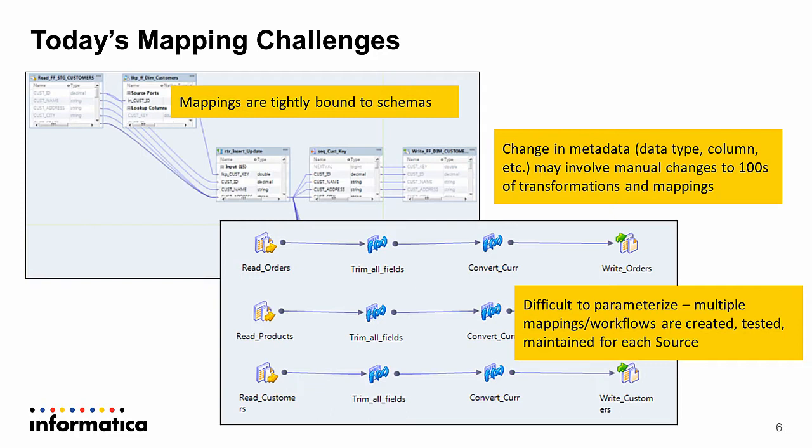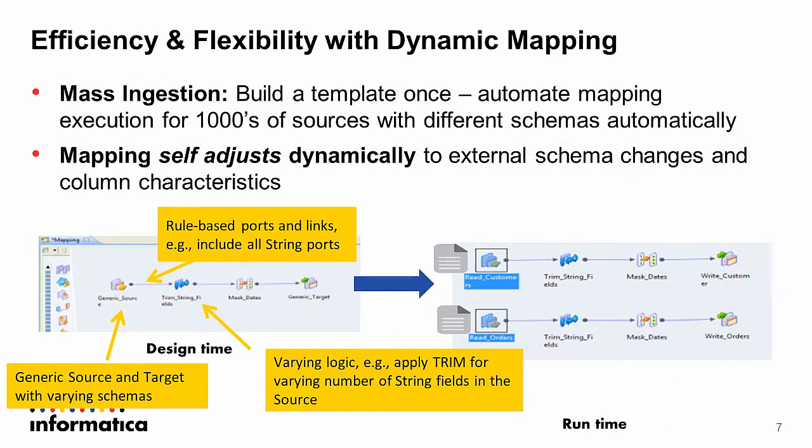And then it becomes difficult to parameterize mappings, because now you have to manage your parameter files and parameter sets, and you have to keep creating these, testing these, and making sure that they're good for production. Now, with dynamic mappings, the use case is mass ingestion. Like I said, you build a mapping template once, and you reuse the same template across thousands or many sources and targets with different schemas that automatically adjust to metadata changes and column characteristics.